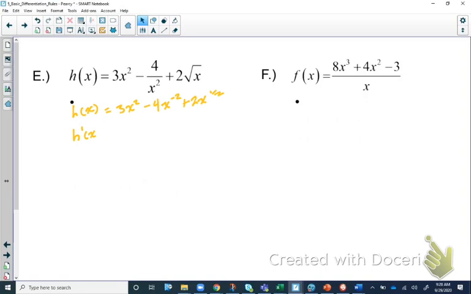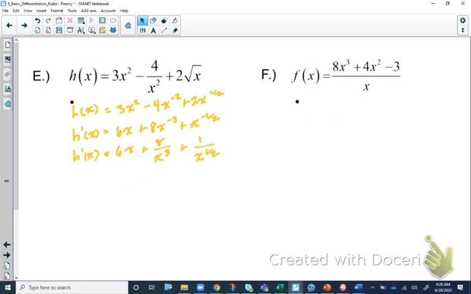So h prime of x here, I will get 6x to the first power plus 8x to the negative 3rd power, and then plus 1x to the negative 1/2 power. And again, using properties of our exponents here, I'm going to wind up with 6x plus 8 over x to the positive 3rd and plus 1 over x to the positive 1/2. So there's the derivative for function h.